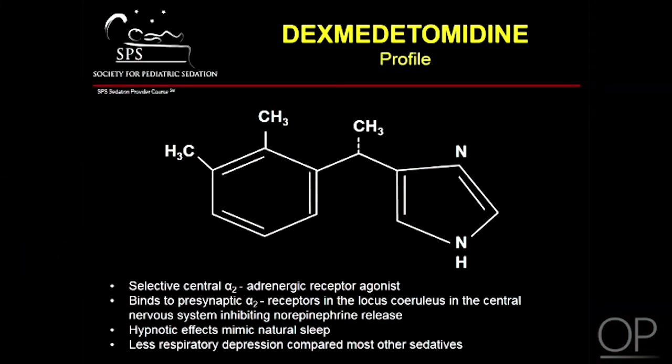Dexmedetomidine is a highly selective alpha-2 receptor agonist, similar to clonidine in its mechanism of action. By binding to presynaptic alpha-2 receptors predominantly located in the locus coeruleus of the central nervous system, dexmedetomidine inhibits norepinephrine release at the nerve terminal via a negative feedback mechanism. Its clinical effect is unique among commonly used sedatives in that it results in a hypnotic effect that resembles natural sleep and has less respiratory depression compared to most other sedatives.